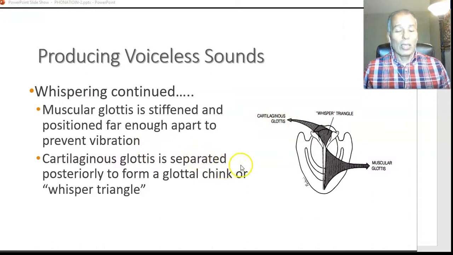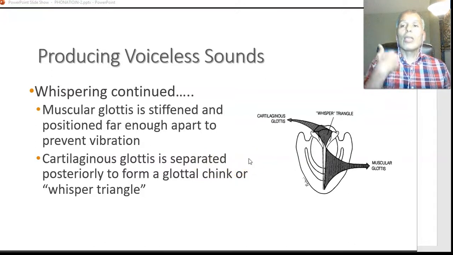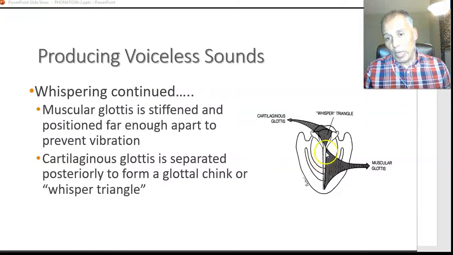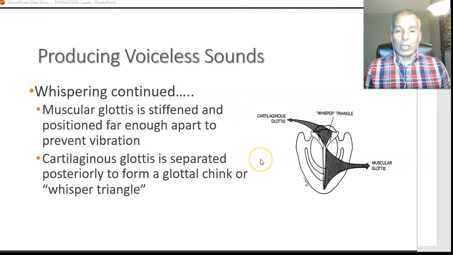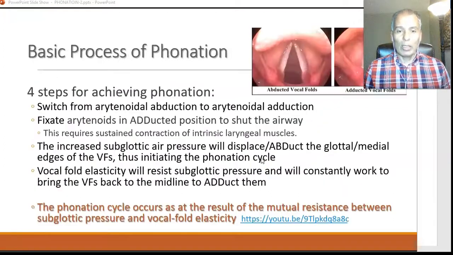Again, it is not a healthy behavior. If you do it as a habit, because hot air leaves the vocal folds, it will dry them. At the same time, there's a lot of stress that is created here as a result, and that over time can cause a problem.